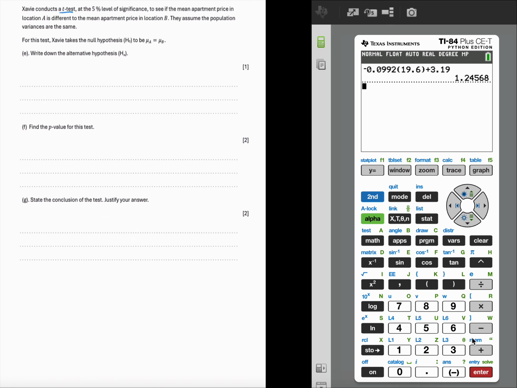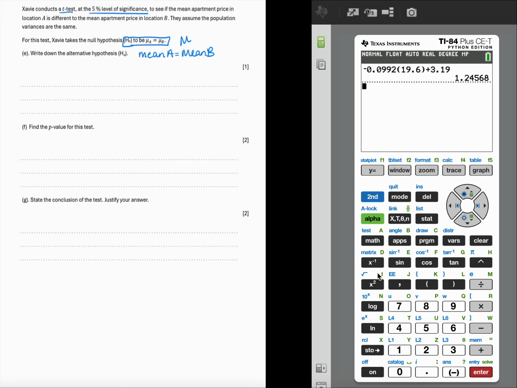So we have two samples of data, so it's a 2-sample t-test, and it's a 5% significance level, and we want to see whether or not they're the same. So write down the alternate hypothesis. We know that the null hypothesis is that the means are equal to each other. So the mean of A is equal to the mean of B, and we know that we can write the mean as this symbol here.